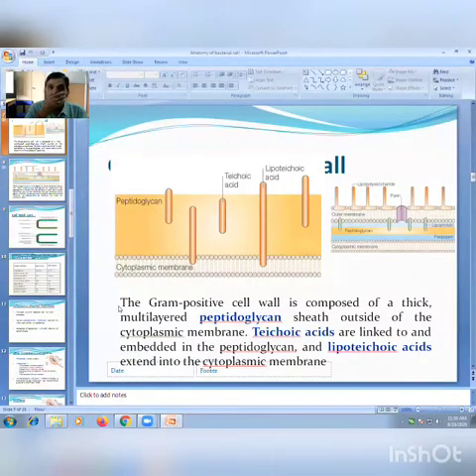This one is a gram-positive cell wall. It is composed of a thick multi-layer peptidoglycan sheet outside of the cytoplasmic membrane. Teichoic acid is present. The most important property of the gram-positive cell wall is that teichoic acids or lipoteichoic acids are always present, and they act as the antigen of gram-positive bacteria.